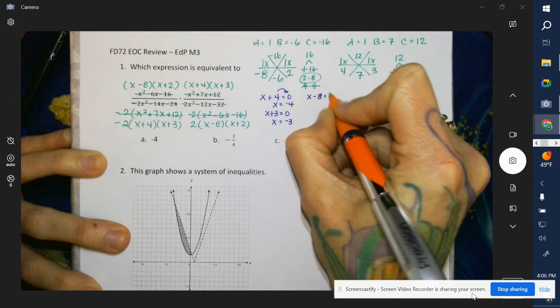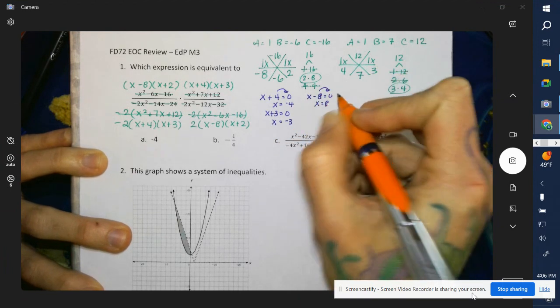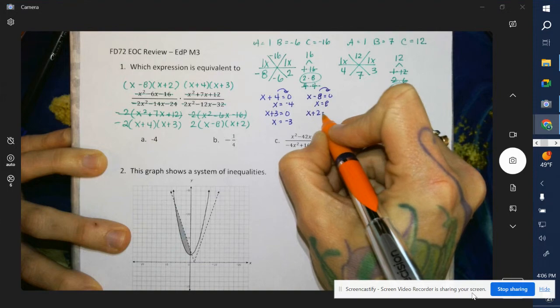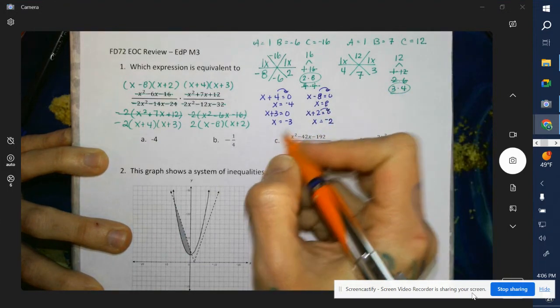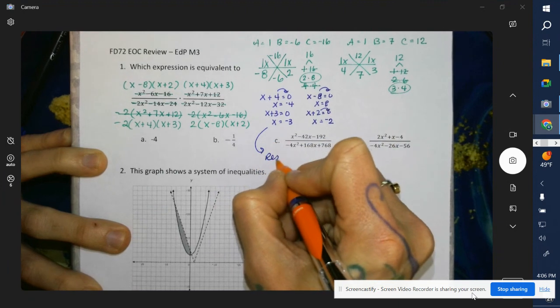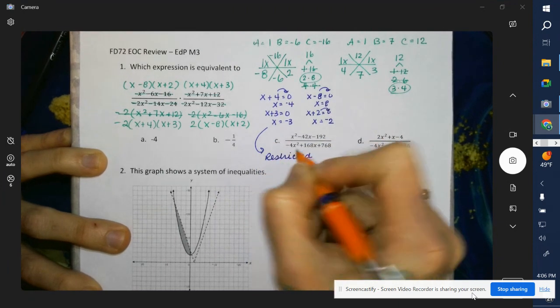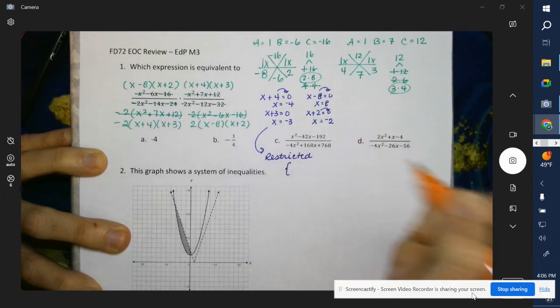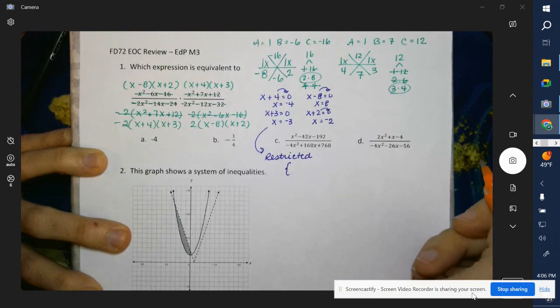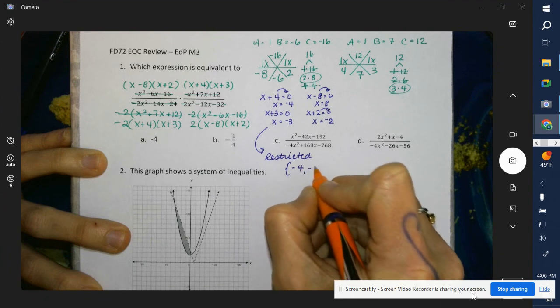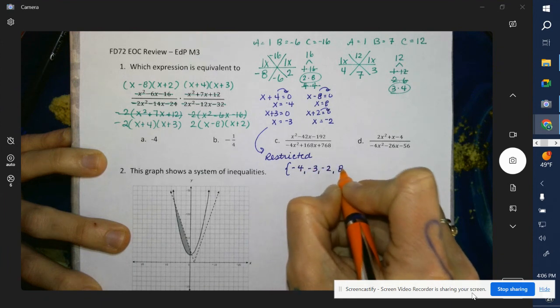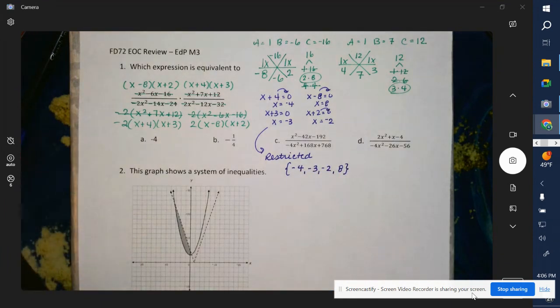X minus 8 equals 0. We're going to have x is 8. And then x plus 2 equals 0. And that's going to be x equals a negative 2. So our restricted values, extraneous solutions, I think that's all I can think of at the moment. Negative 4, negative 3, negative 2, and 8. So all 4 of those numbers, if we got those and we were to solve this puppy, are not allowed.